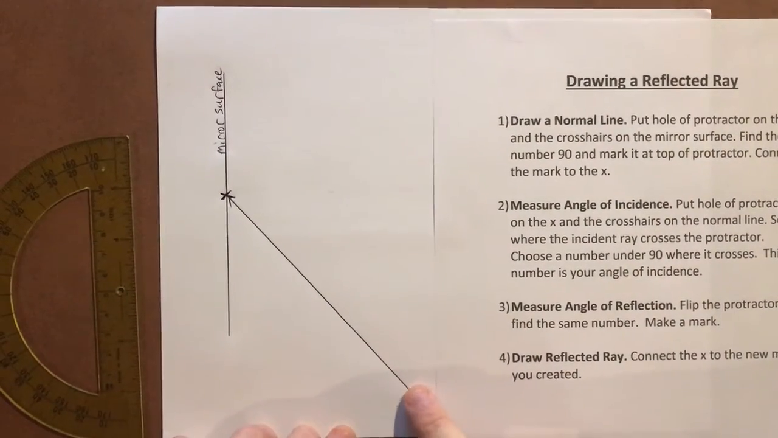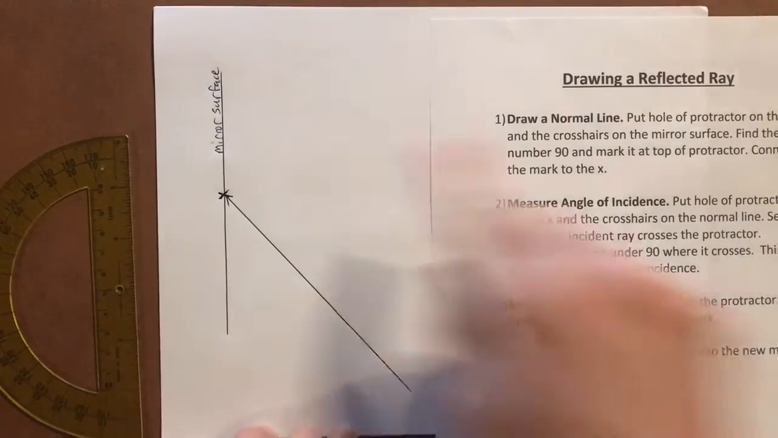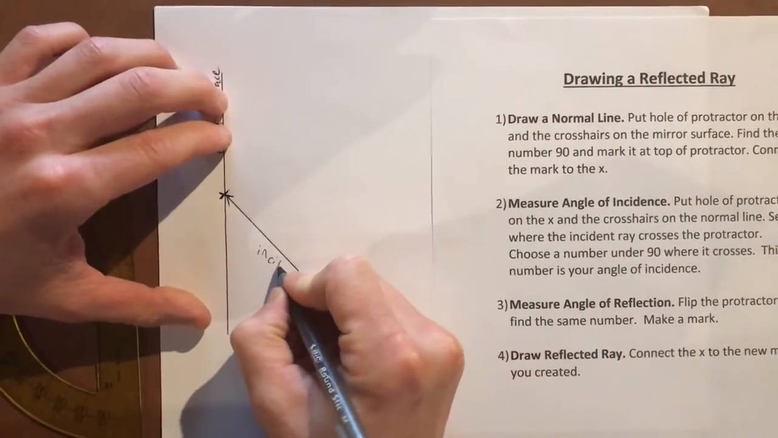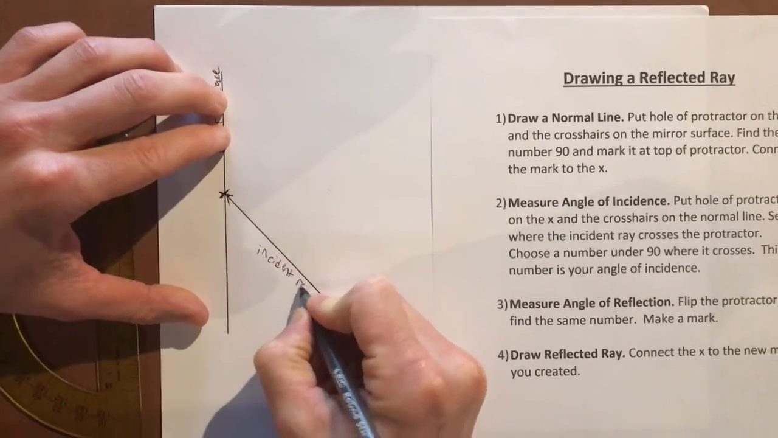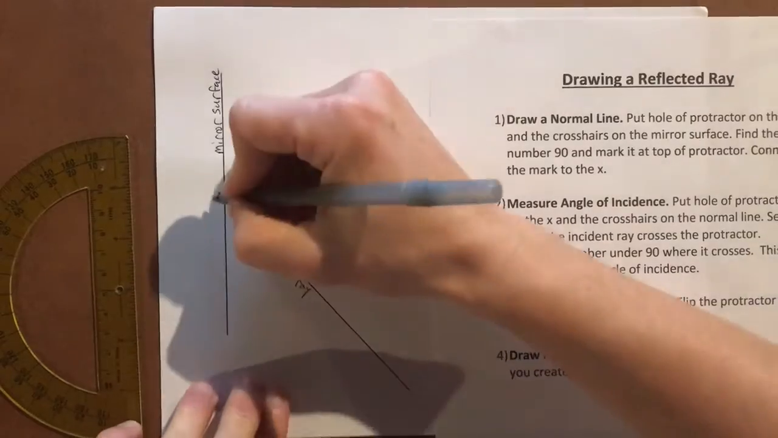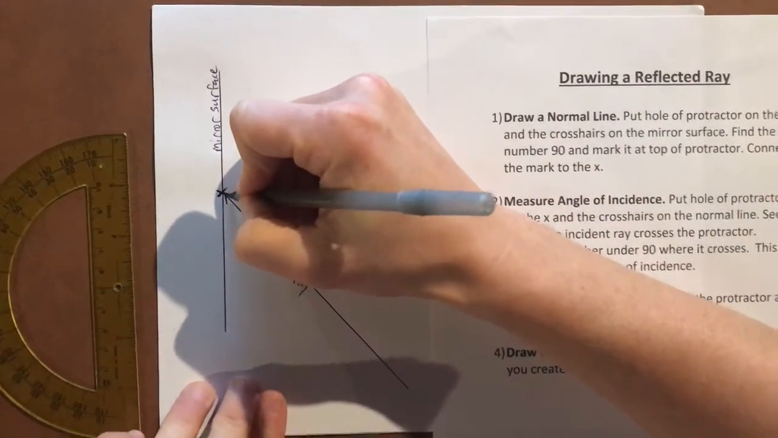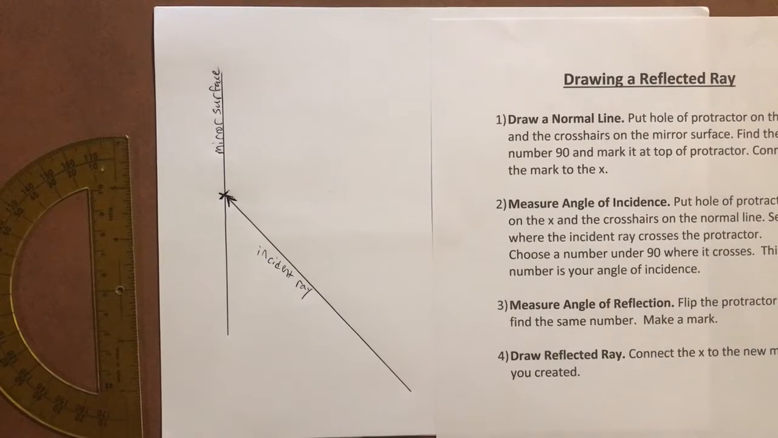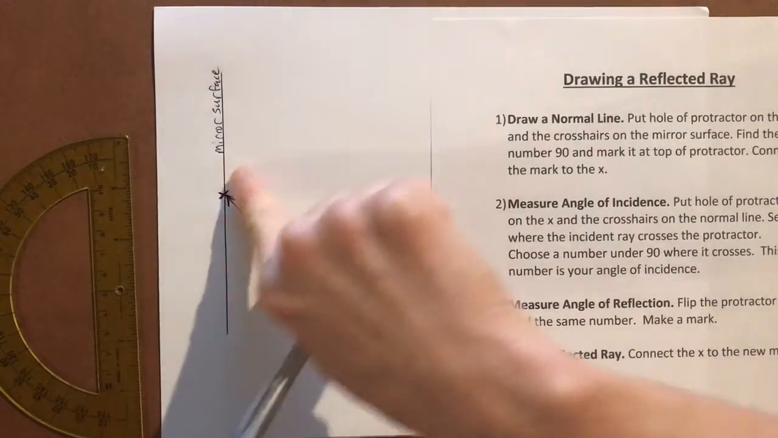And then here we have an incident ray of light. This is our incident ray. That means it's heading towards the mirror. You can see with this arrow, it's heading towards that X on the mirror, and that's where it hits the mirror, right at the X. So what I want to do today is go over how to draw a reflected ray. That's the ray that bounces off of the mirror.